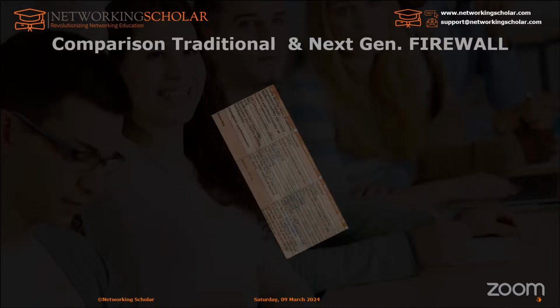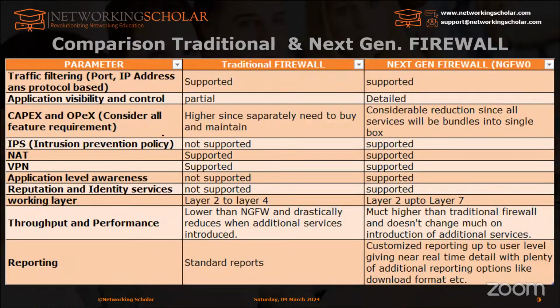So there is a comparison of next generation firewall, and let's see. So traffic filtering, like port, and let me change the paint color. Let me take a blue. Okay, like port, IP addresses, and protocol based filtering can be supported by the traditional firewall. This is the column of traditional firewall, and this is the column of next generation firewall. So here you can see this kind of thing is supported by both firewalls, either traditional or next generation.